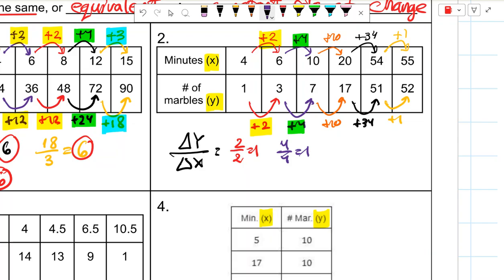It's the pen. Then we'll do another set of numbers. 10 divided by 10 is 1. And you can see 34 divided by 34 is going to be 1, and 1 divided by 1 is also 1. And so therefore, the constant rate of change is definitely 1.